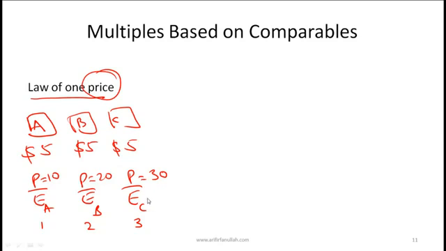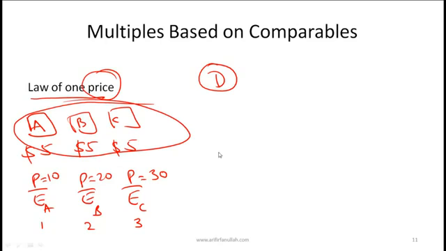Now how do we use this? Let's say you have a company D, and this company D is being valued. Let's say this company D is in the same industry as these 3 companies. So if company D is in the same industry, we would expect the PE ratio for D to be equal to 10. So this is what we would expect given the industry.